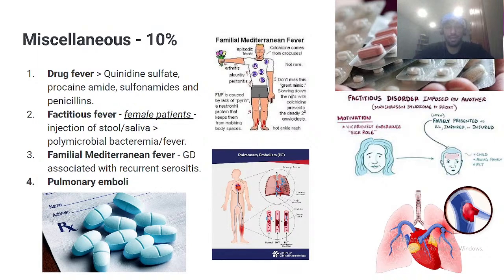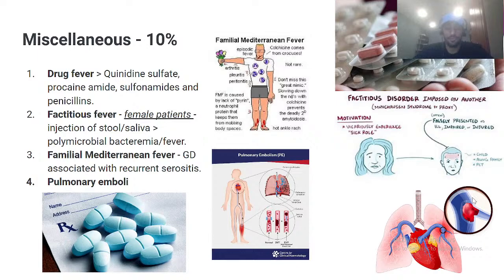They are not that healthy, and what they do, they inject themselves with stool or saliva, and they cause polymicrobial bacteremia and later will cause fever. And also we can see it in familial Mediterranean fever, which is associated with recurrent serositis, such as inflammation of the pericardium or peritoneum and so on. And then also we can see pulmonary emboli, maybe after deep vein thrombosis or DVT, can also lead to a fever of unknown origin.